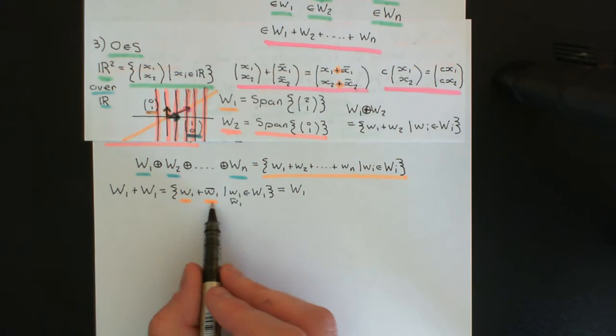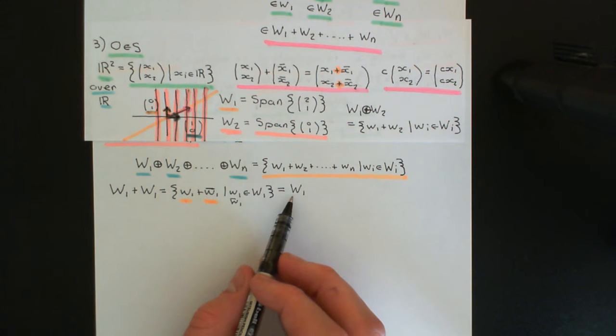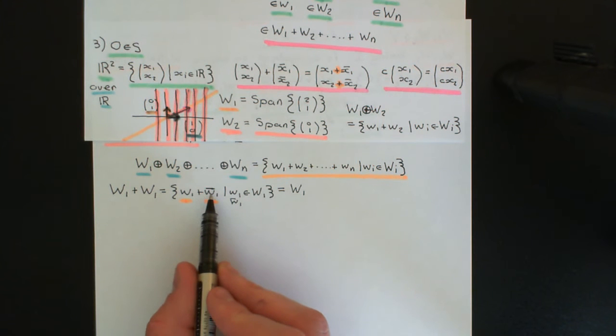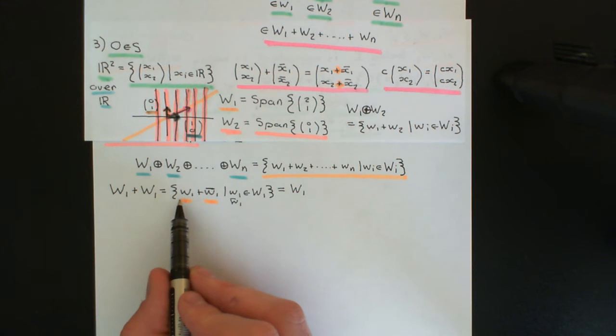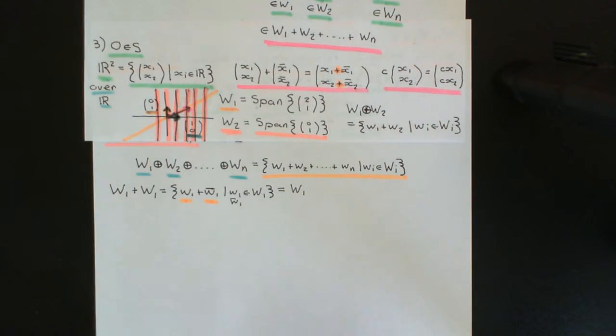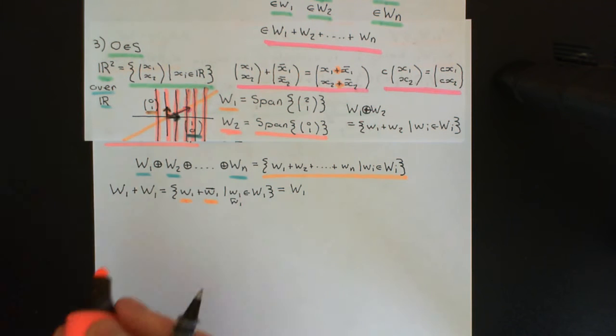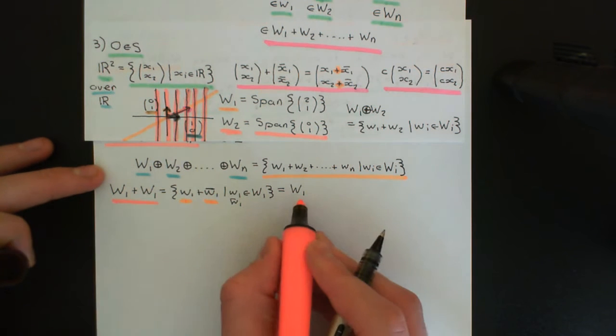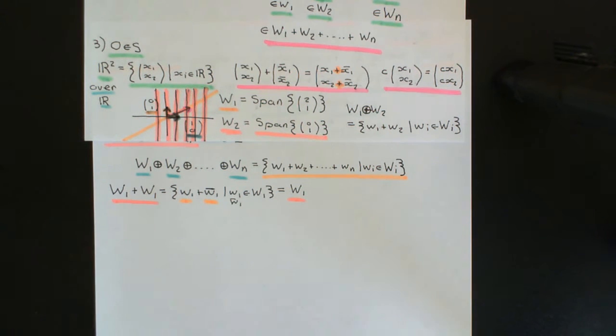Because all the elements of this form will be in capital W1, and you can certainly get absolutely all the elements of capital W1, because if you like, you can just set W1 bar here equal to the zero vector, and then you can let little w1 here equal whatever you want, and then get every single vector in capital W1. So the summing together hasn't had that much effect at all, and that's because these two subspaces were not independent. So really summing subspaces together is only interesting when they're independent.